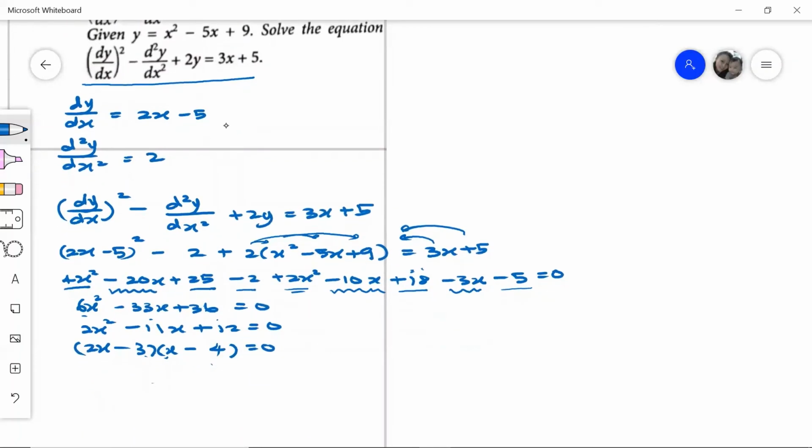So that equals 0. Therefore, to find the value of x, x equals 3 over 2 or x equals 4. That's it. That's the meaning of solving the equation, which is to find the value of x. All right, that's it for this question.